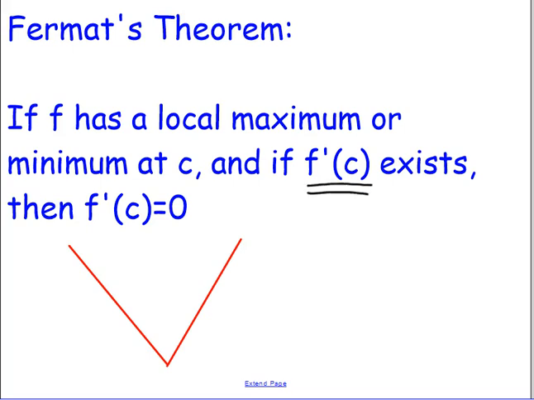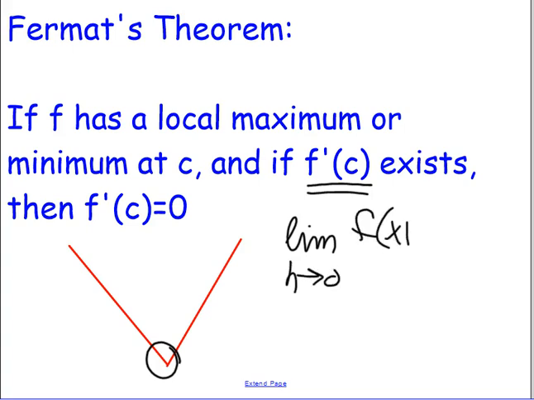But here's a key part of this thing. F prime of c has to exist. Now, at this point, the derivative doesn't exist. Because if you remember what the derivative is, here's the long version of it. It's that limit of the difference quotient. I'm going to use the right letters. So f of x plus h minus f of x all over h.